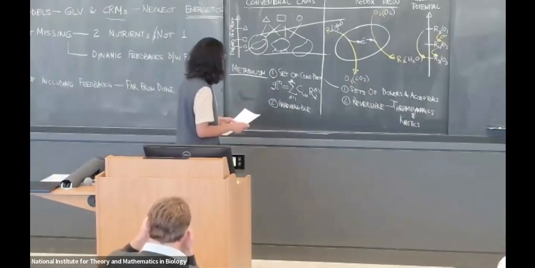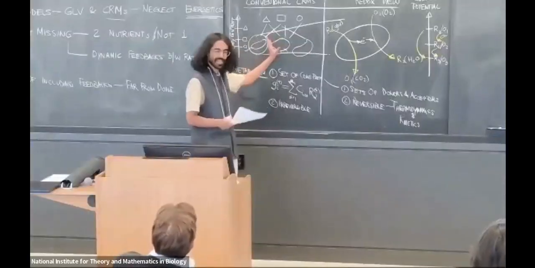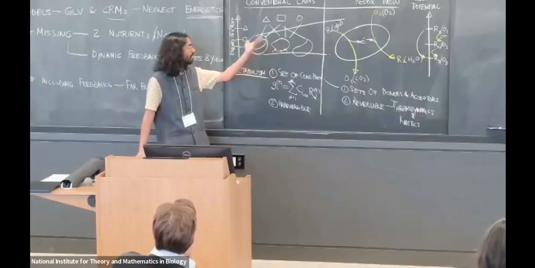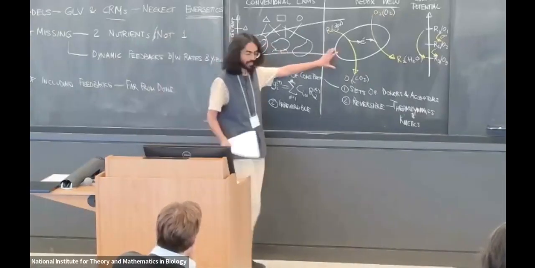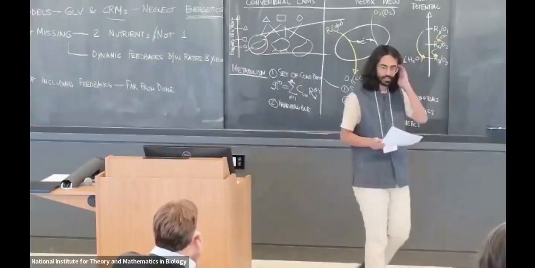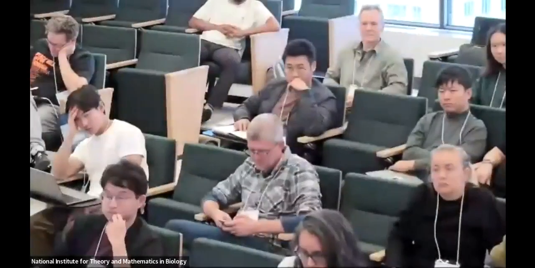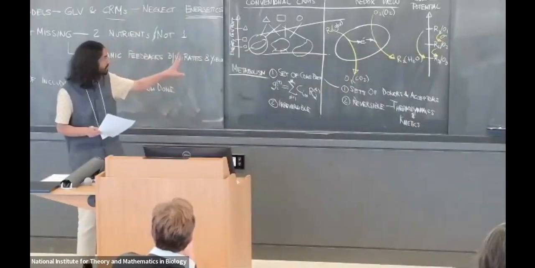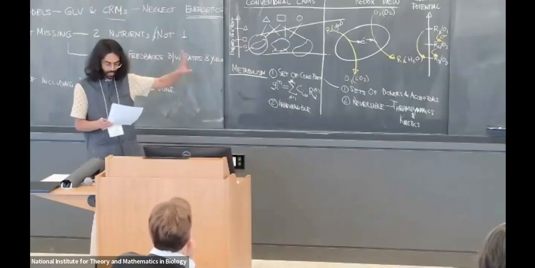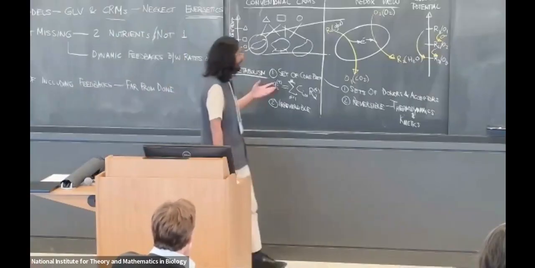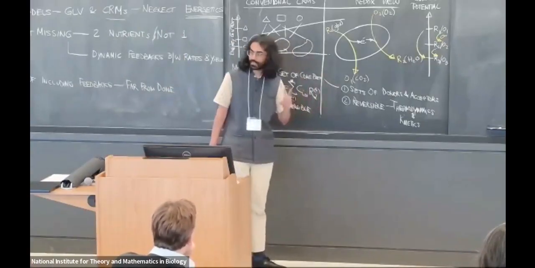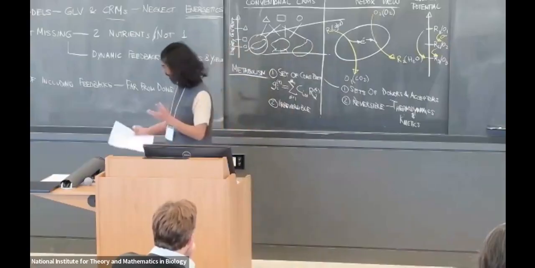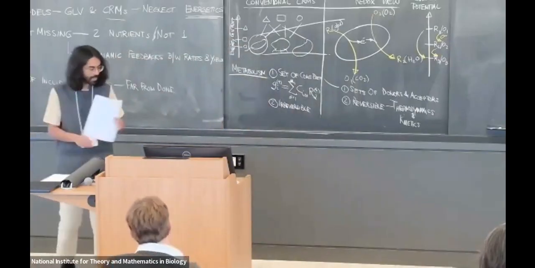Okay, so this is most of what I wanted to say about the central difference between the conventional CRMs and the redox view. But of course, we're not here just to learn about energetics. We're here to learn about energetics in the context of ecology. And in my view, the big consequence of this view on the right for ecology is the dynamic feedback between the rates of processes and the yields of processes. So let me describe what I mean by that.